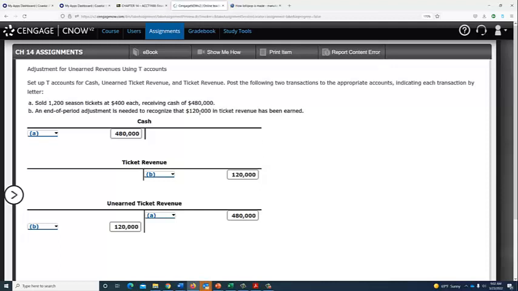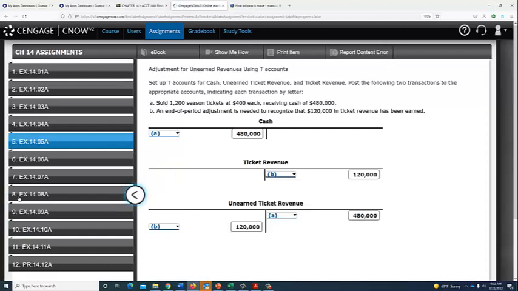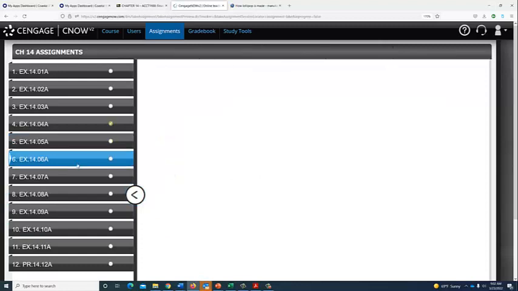Sometimes it'll tell you the ending balance in the unearned account. And if it does, you have to do some math. You would have to say 480 minus whatever remains to get your ticket revenue. So you have to read the passage carefully and ask yourself, how much did I earn? And that will be the amount of your adjustment. Okay, we'll move to 6.